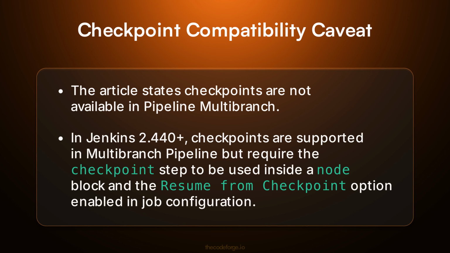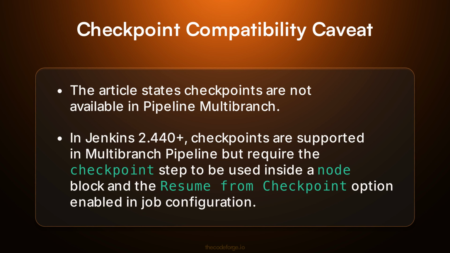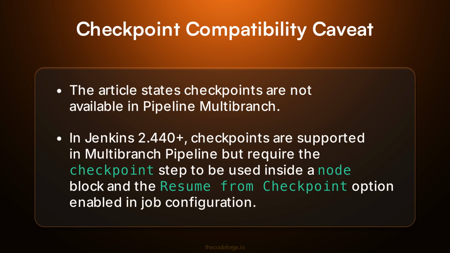The article states checkpoints are not available in multi-branch pipeline. In Jenkins 2.44+, checkpoints are supported in multi-branch pipeline, but require the checkpoint step to be used inside a node block and the resume from checkpoint option enabled in job configuration.